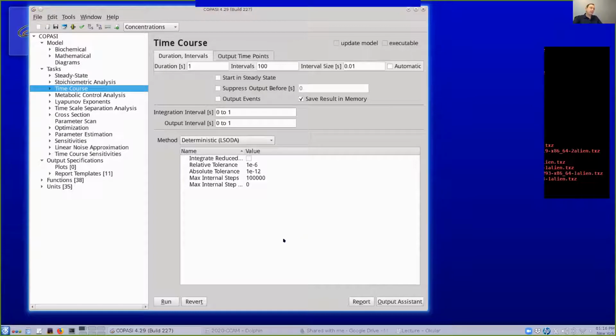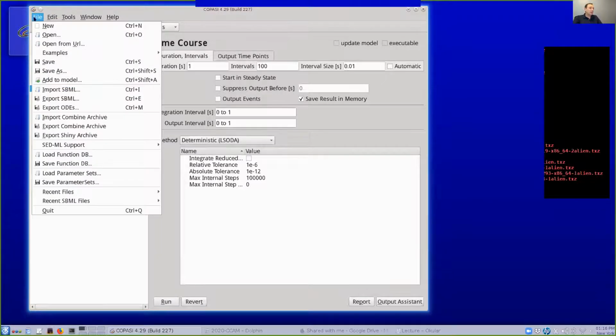So one of the features that is not very well known yet about COPASI is that it loads files also from the internet. You can open files from a URL. And I'm going to do that to load a file directly from BioModels.